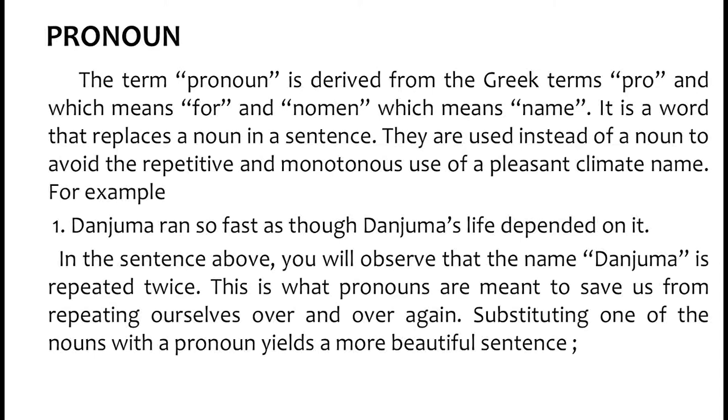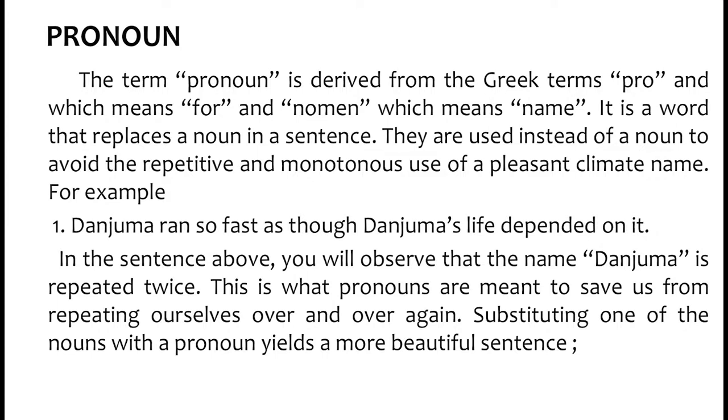Now we want to look at the definition of the word pronoun, and we want to look at the origin. You will see on the board that the word pronoun is derived from two Greek words, pro, which means for, and nomen, which means name. Pronouns are words that are used instead of names. For example, Danjuma ran so fast as though Danjuma's life depended on it.